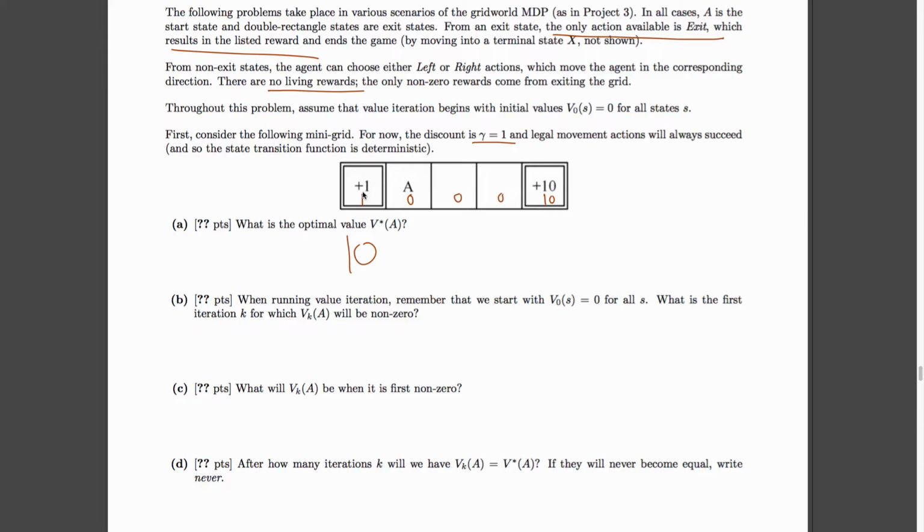Well, v sub 1 said that I exit and collect 1. So v sub 2 just says I come here and then do the thing that corresponds to v sub 1. And if I do the thing that corresponds to v sub 1, I get 1, and there is no discounting, so this is now 1. And so that means that in the second iteration, v sub k of a is now going to be non-zero, and it's going to take on the value of 1.